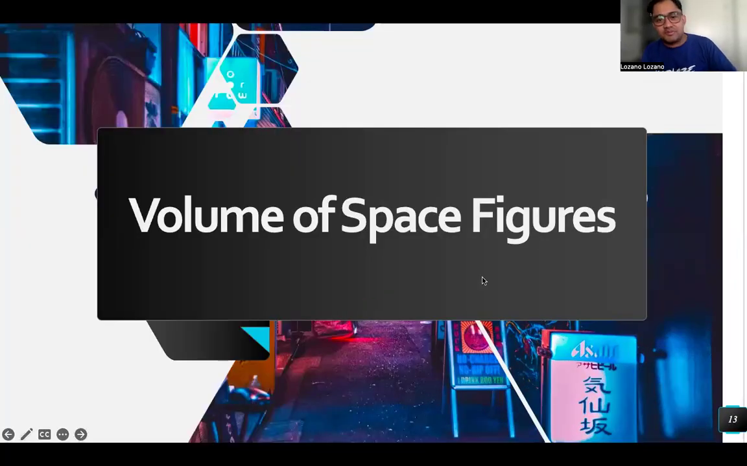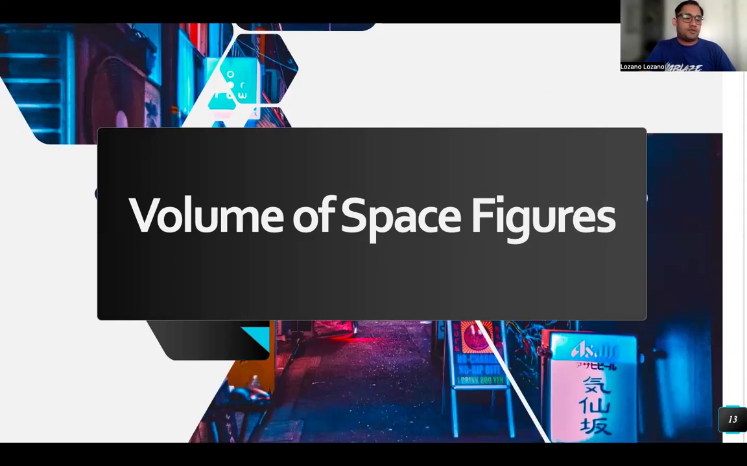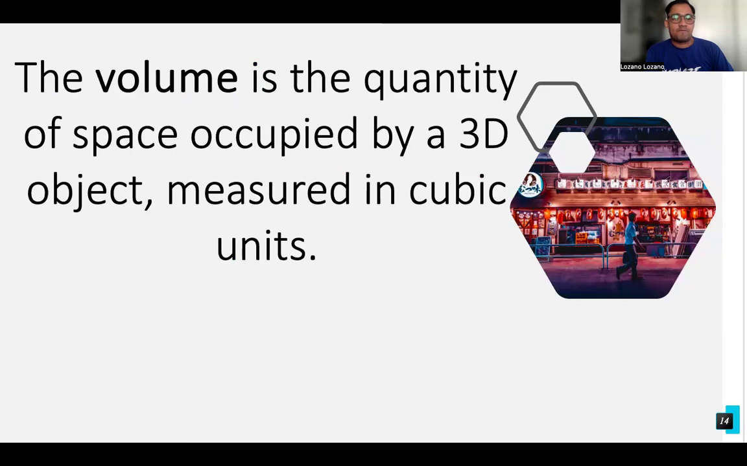So getting the volume of the space figure, madali lang naman ito, kids. Just look always for the formula. Pakikabisado yung mga formula ng space figure para madali nyong makompute yung volume ng space figure. Now, what is volume first? The volume is the quantity of space occupied by a 3D object, or three-dimensional object, measured in cubic units.